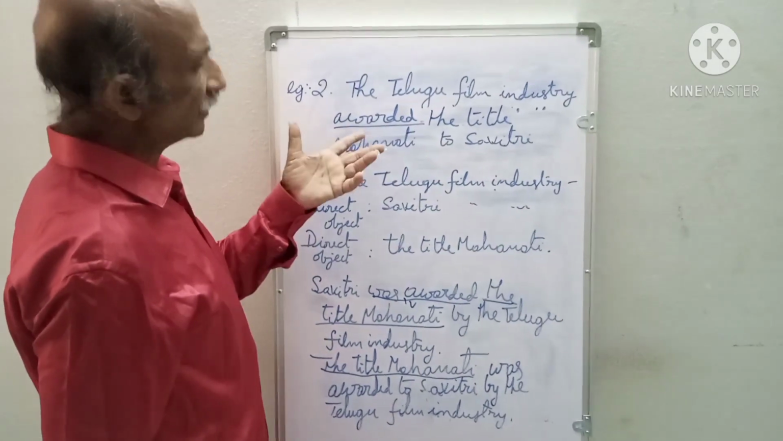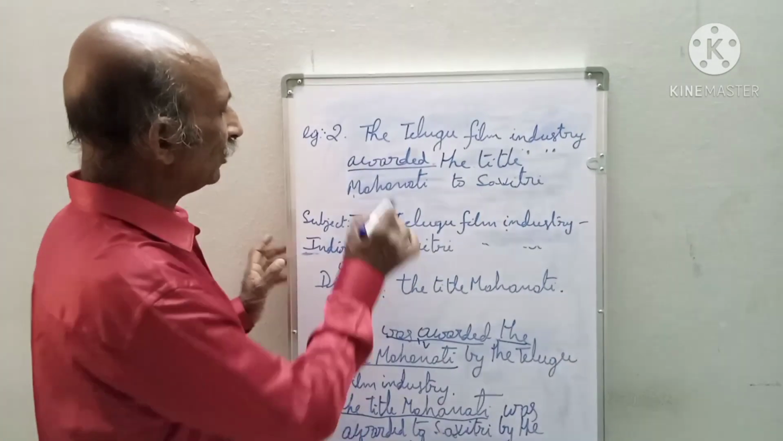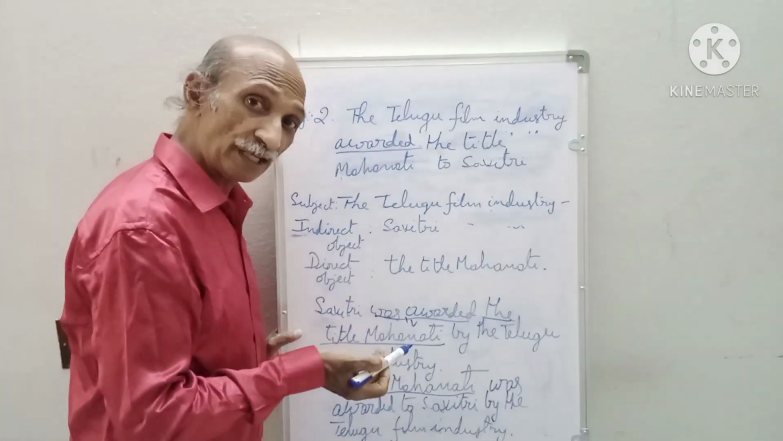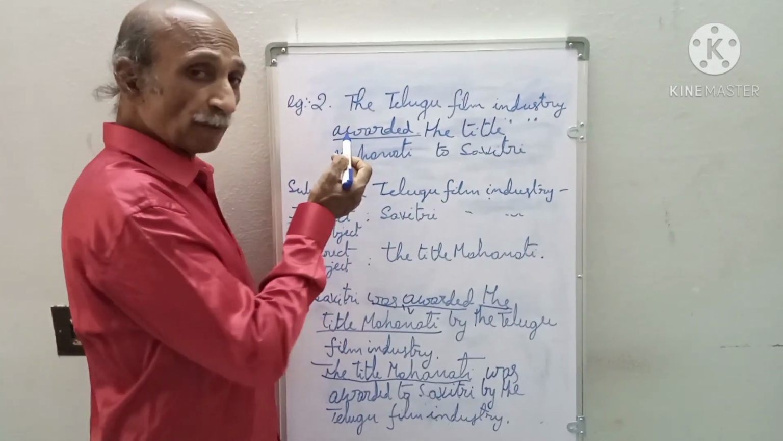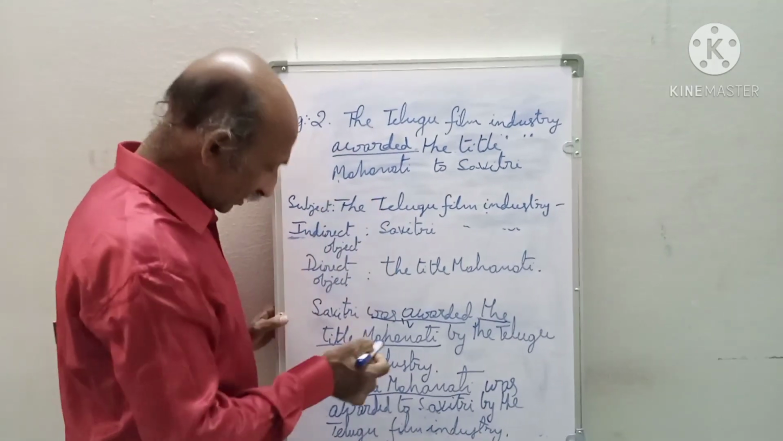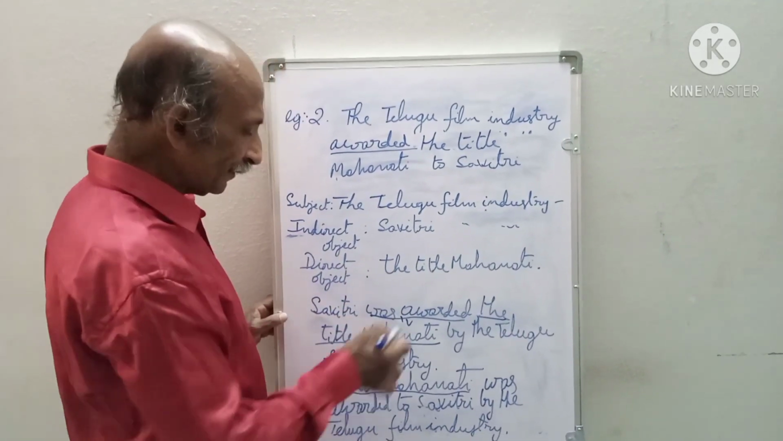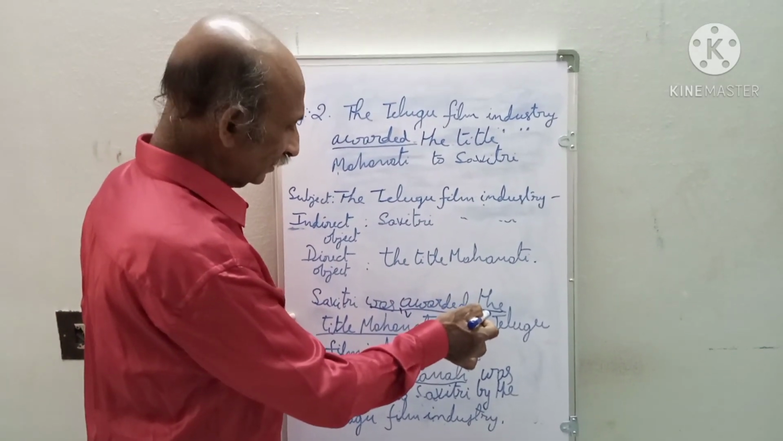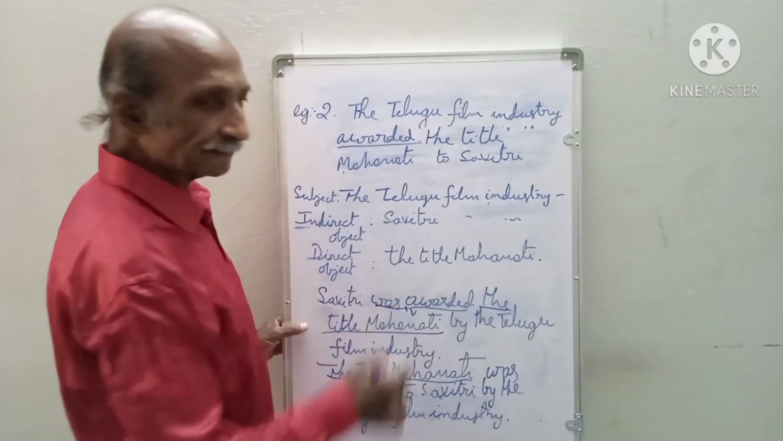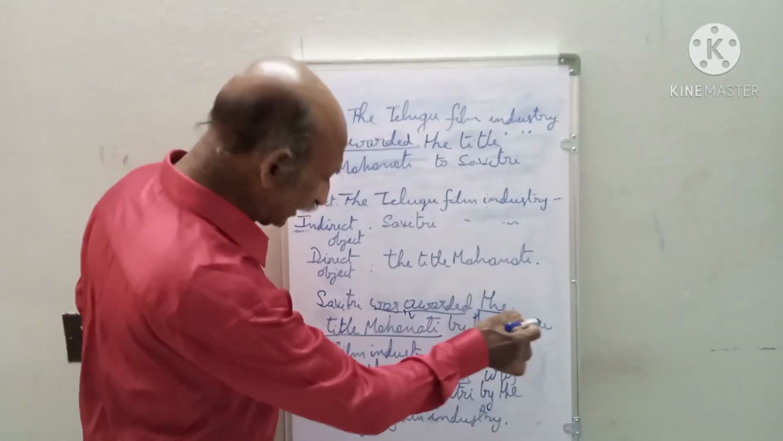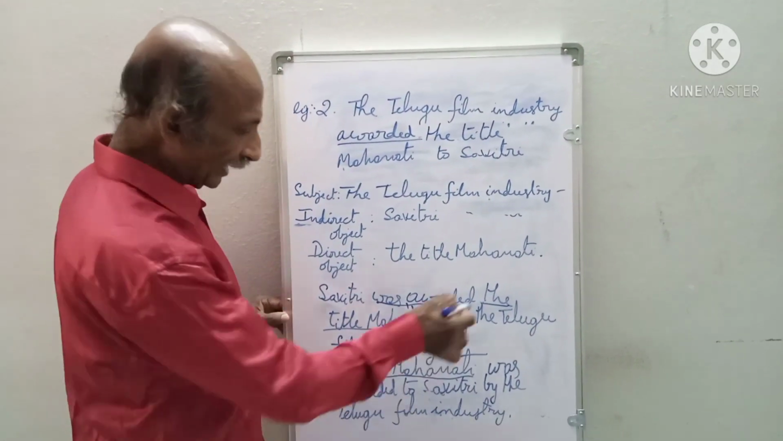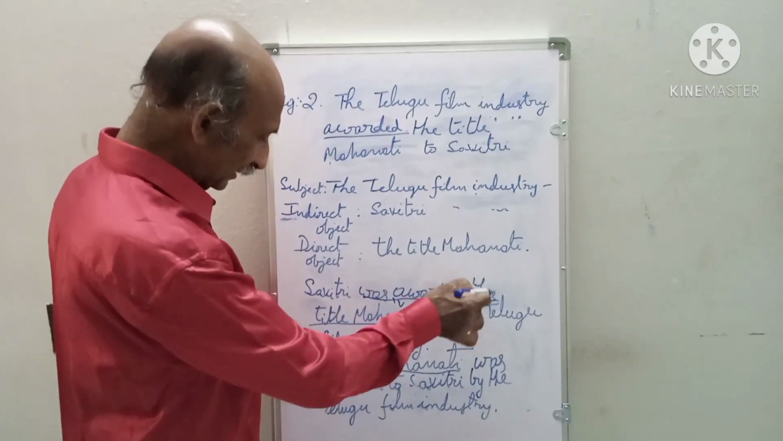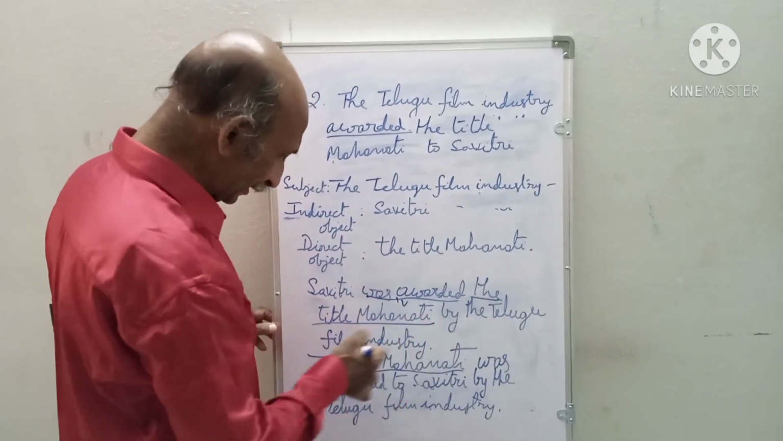The next rule is as usual. Depending on the tense of the verb, we should use the appropriate form of the verb to be. The appropriate form of the verb to be is was. Savitri was awarded. Next, the title Mahanati by the Telugu film industry. So here we used the direct object. Savitri was awarded the title Mahanati by the Telugu film industry.